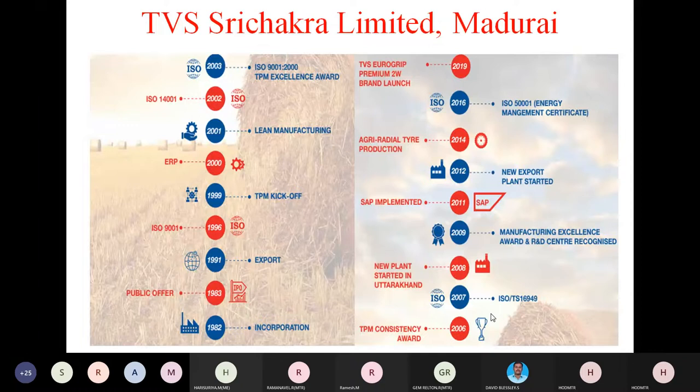In 2008, they started a new plant in Uttarakhand, and in 2009, they got the Manufacturing Excellence Award and the R&D Center Award from the government. In 2011, they implemented the SAP technology in their manufacturing industry. In 2012, they started to export the product manufactured in the Uttarakhand plant. In 2014, they introduced the radial type tires for the agriculture application. And in 2016, they got the ISO 50001. This is for energy management quality management.